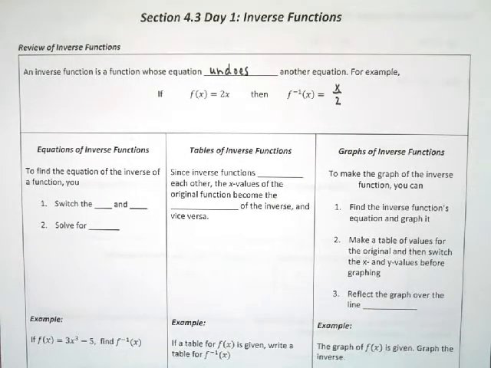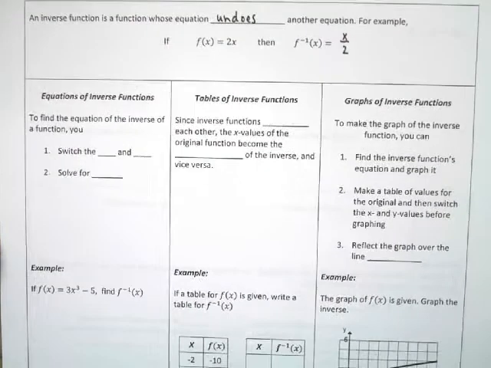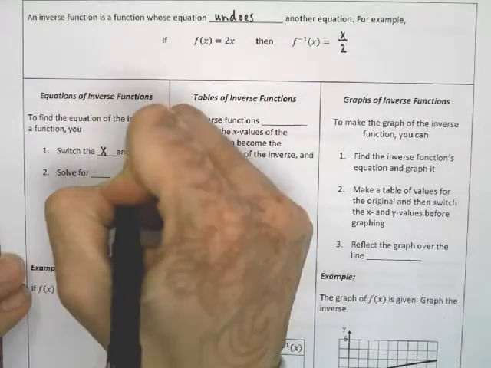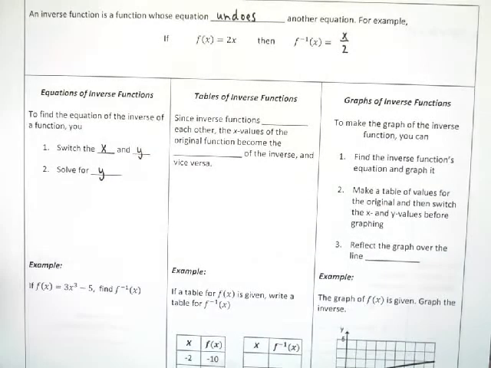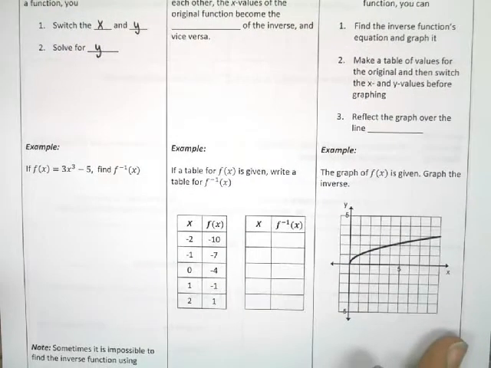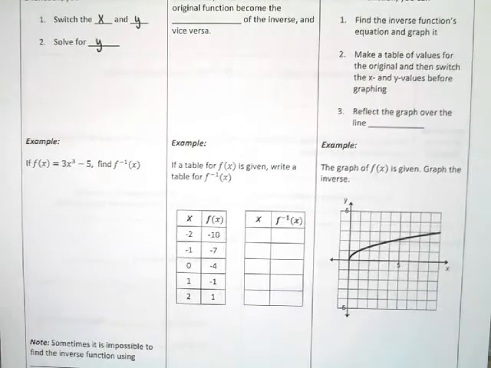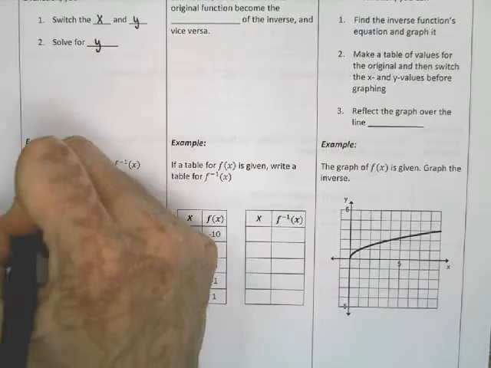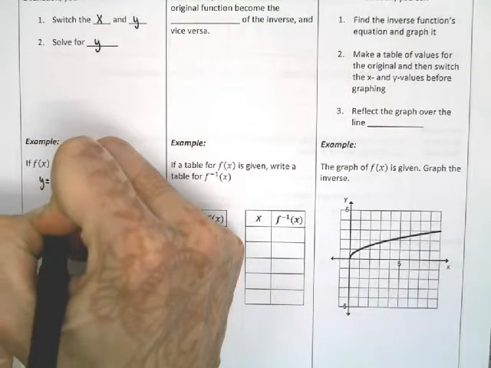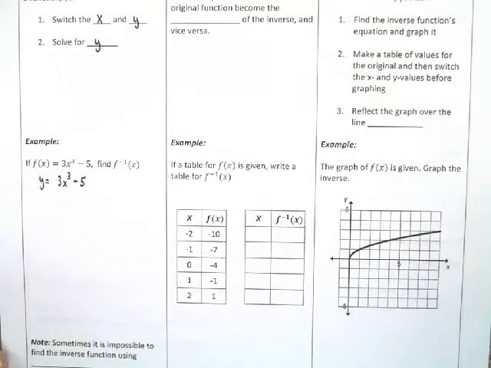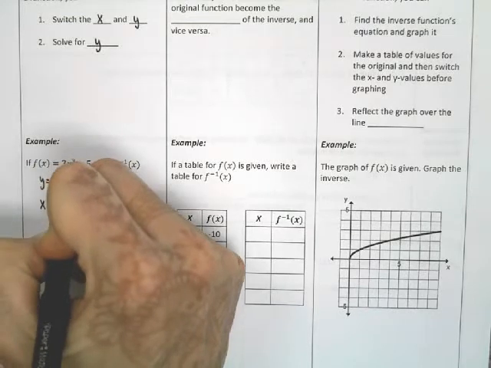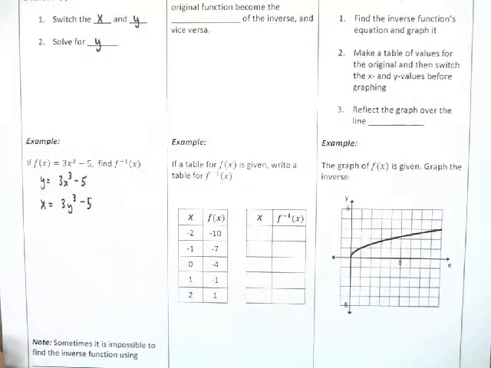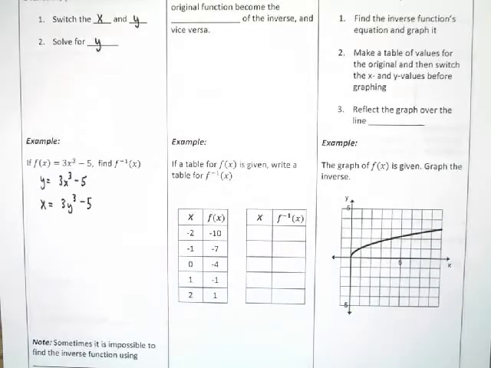So now let's go ahead and take a look and see how we find inverse functions. This is just a review of some stuff you already know. To find the equation of the inverse function, we're going to switch the x and y, and then we're going to solve for y. So let's go ahead and do an example together. Here I have my function f of x equals 3x cubed minus 5, and they're asking us to find the inverse. So the first thing I'm going to do is replace f of x with y. And then step 1, which is just switching x and y. So I have x equals 3y cubed minus 5.